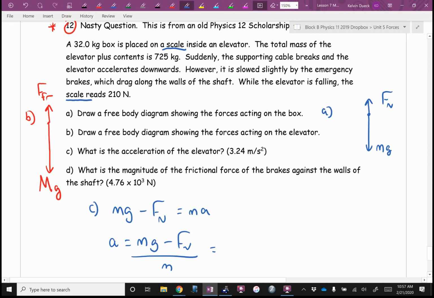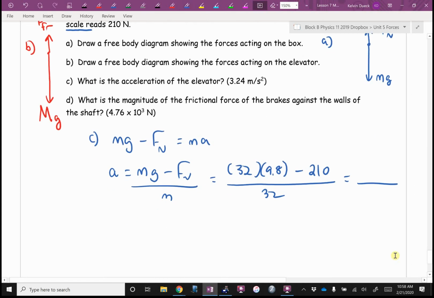Do I know little m, the mass of the box? G, 9.8. I don't know the normal force. Or do I? Because that's what a scale reads. Now, the original question on the Physics 12 Provincial gave this in kilograms, and you had to multiply it by 9.8. So I did you that small favor, just to make it stand out a bit more. That should give you the 3.24, I think. You should get a positive answer because I think it still is accelerating down.